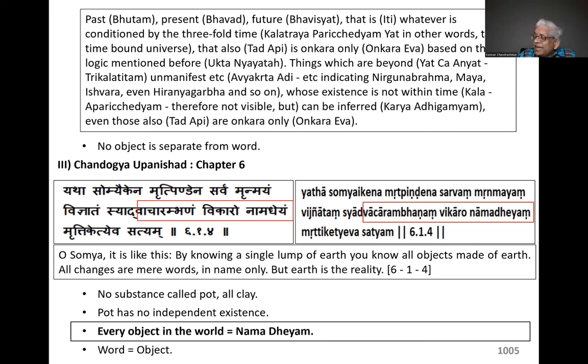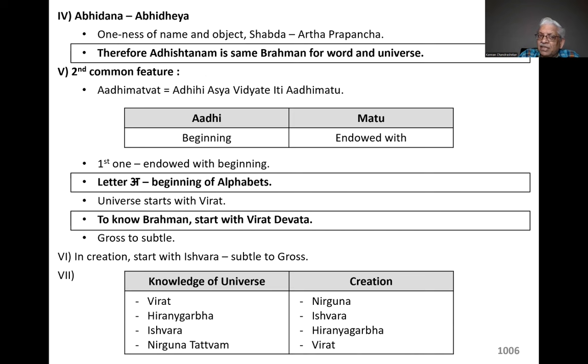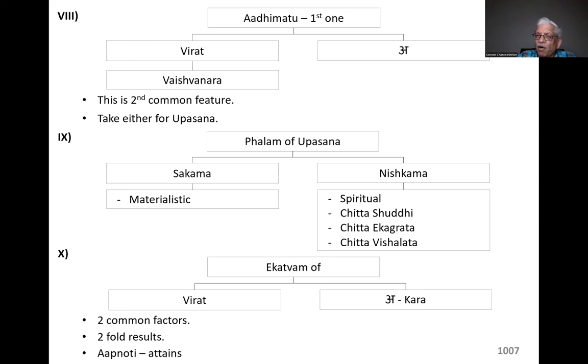So what is the significance behind this? What we say is all the names and forms which are formed out of the letter A are all mithya. What is left out when we drop the mithya name and form is satyam, which is Atma, which is Turiya. To know this Brahman, we have to start with Virat Devata. To know all the letters, we have to start with the first letter, which is A. The knowledge of the universe consists of the knowledge of Virat, Hiranyagarbha, and Ishvara. The whole creation is nothing but the name and form of these Devatas.